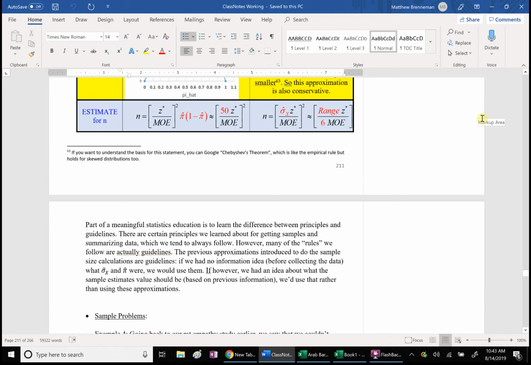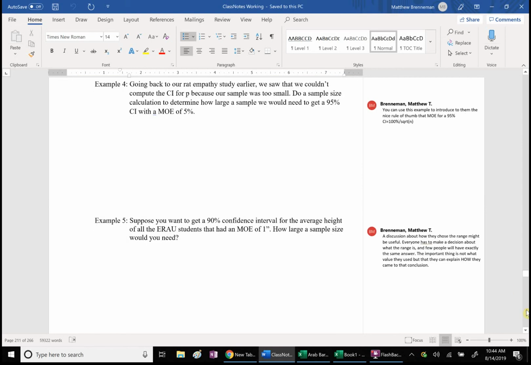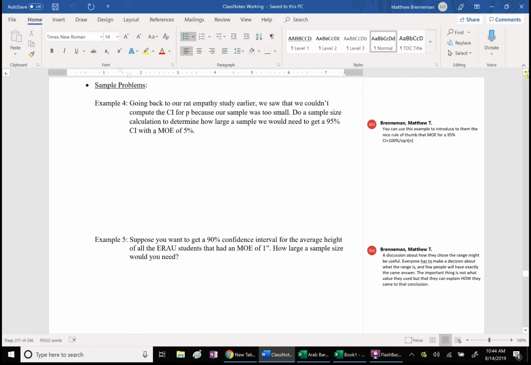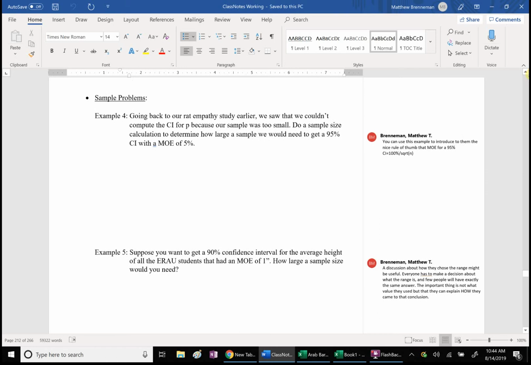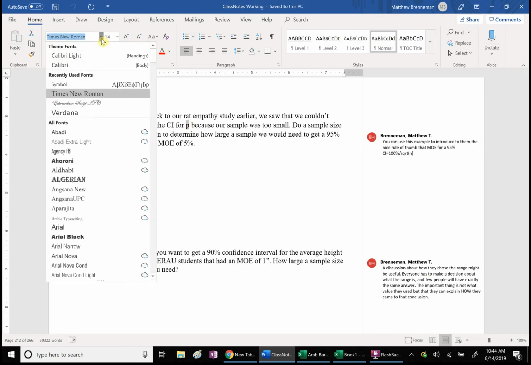So again, what are we going to need? Well, to get the z-score, we need the confidence level, and we need the margin of error, right? So confidence level, then we're going to compute the z-score, we're going to enter the margin of error, and then we're going to go ahead and compute it. Okay, so in problem 4, we're going to look at the confidence interval for the percentage of rats that were empathetic.